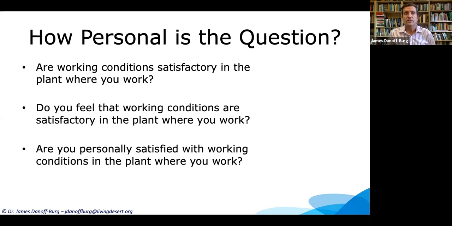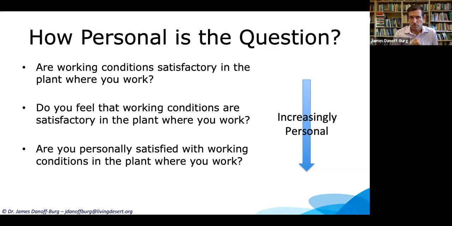Second one: do you feel the working conditions are satisfactory in the plant where you work? More personal, because you're asking them specifically, do you feel that working conditions are satisfactory in the plant where you work? Not objectively, are working conditions satisfactory in the plant where you work? Bottom one: are you personally satisfied with working conditions in the plant where you work? So here you're really making it clear that you're asking them for their perspective. So with these 3 forms of really the same question, you're getting increasingly personal.